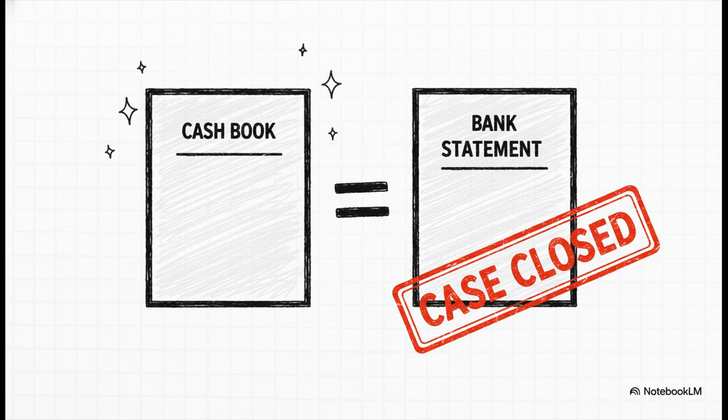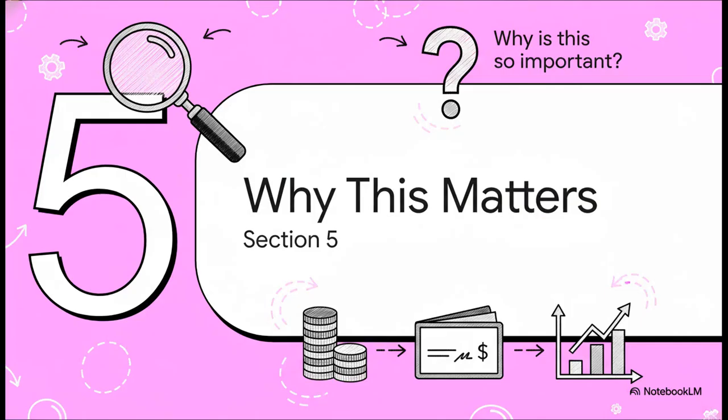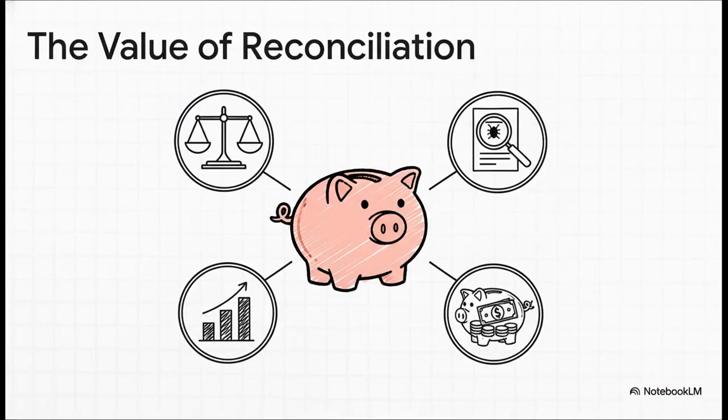See? By systematically going through what the bank knew that you didn't and what you knew that the bank didn't, the numbers line up perfectly. No more confusion. Just pure, simple clarity. So we've gone through all this detective work, and everything matches. But you might be sitting there thinking, okay, but why does this actually matter? Why go through all the trouble? Well, it matters a lot.